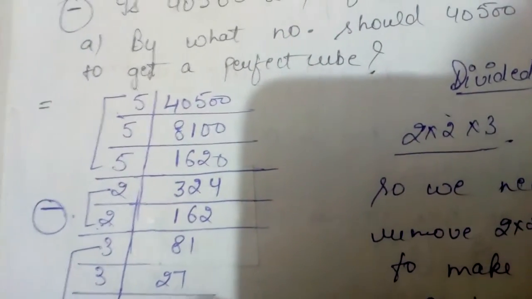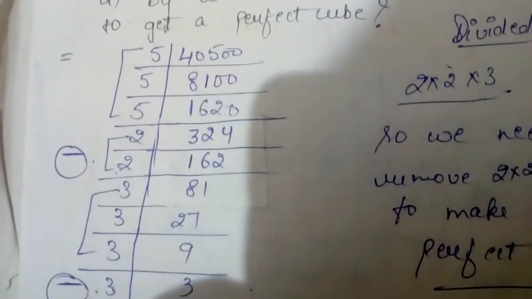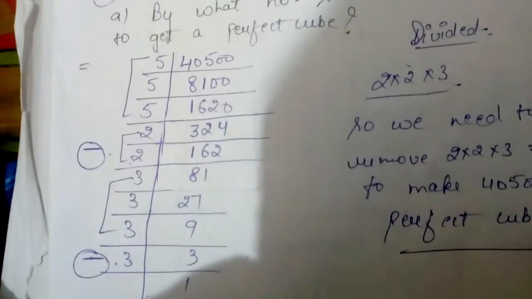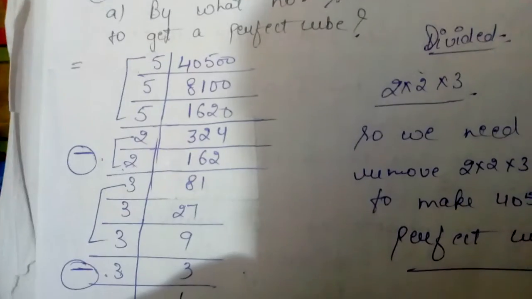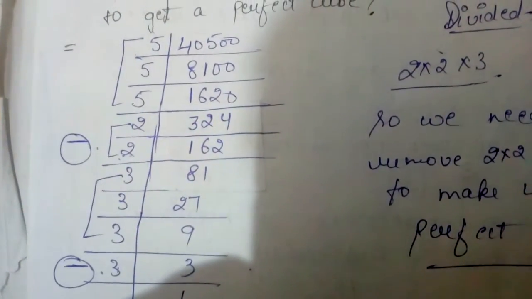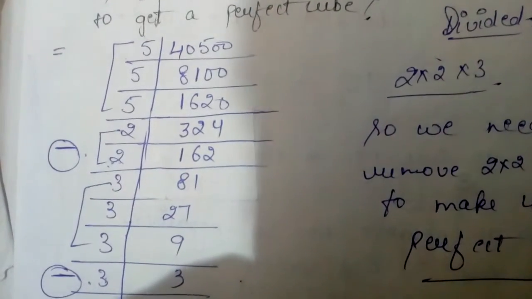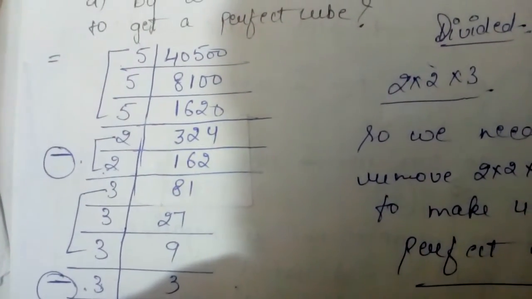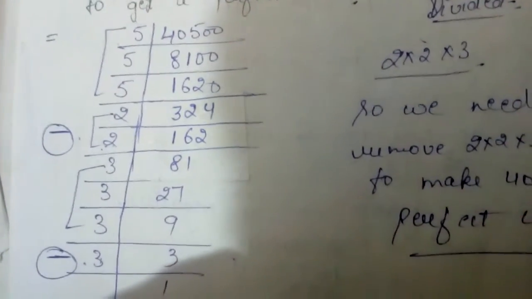Prime factorization we have discussed already. So you all can understand now what we have done in this. These are the prime factors of 40,500: 5 into 5 into 5, 2 into 2 into 3 into 3 into 3 into 3.